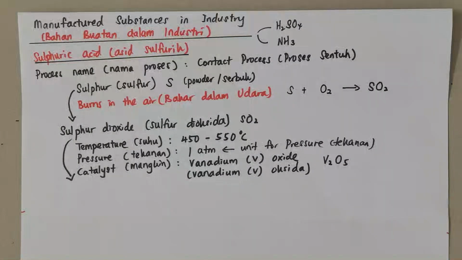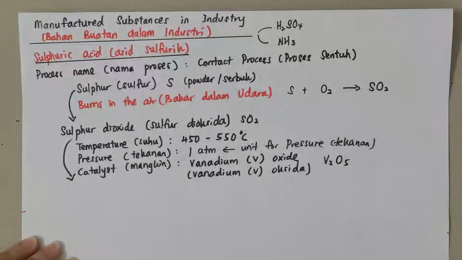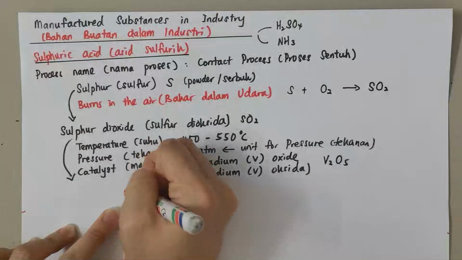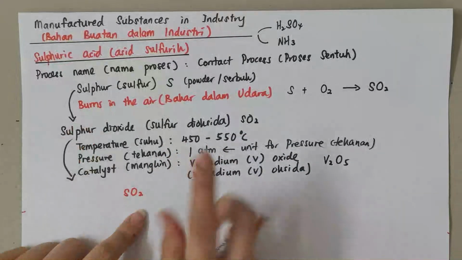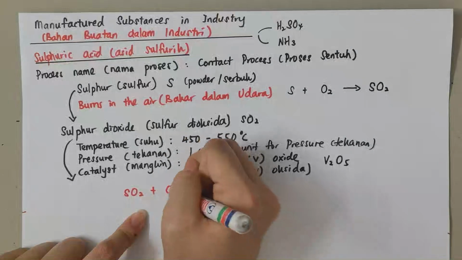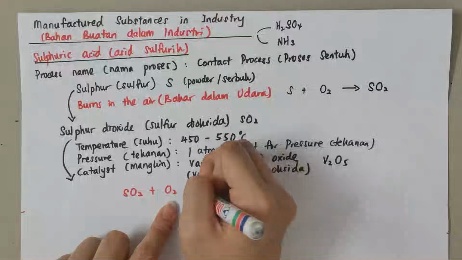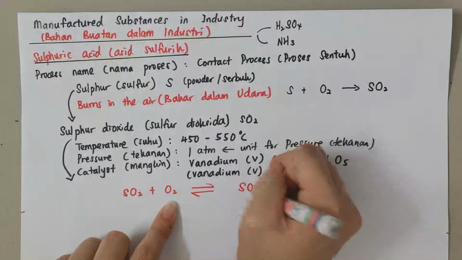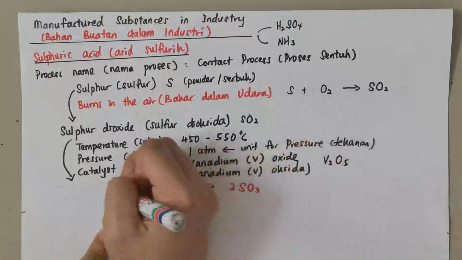So just now we had S plus O2 become SO2. Now we have another chemical equation, which is SO2, because it is burned again. When you burn it in the air, it reacts with oxygen. SO2 plus O2 become SO3, and you need to balance your equation, 2 and 2.